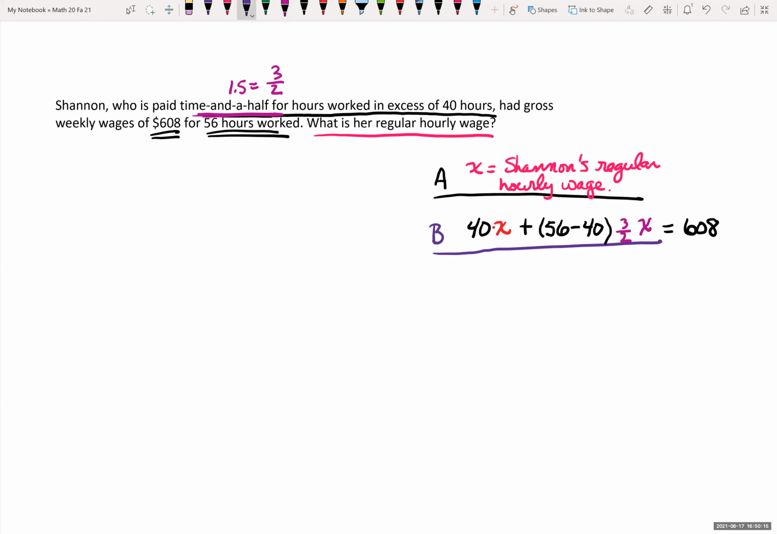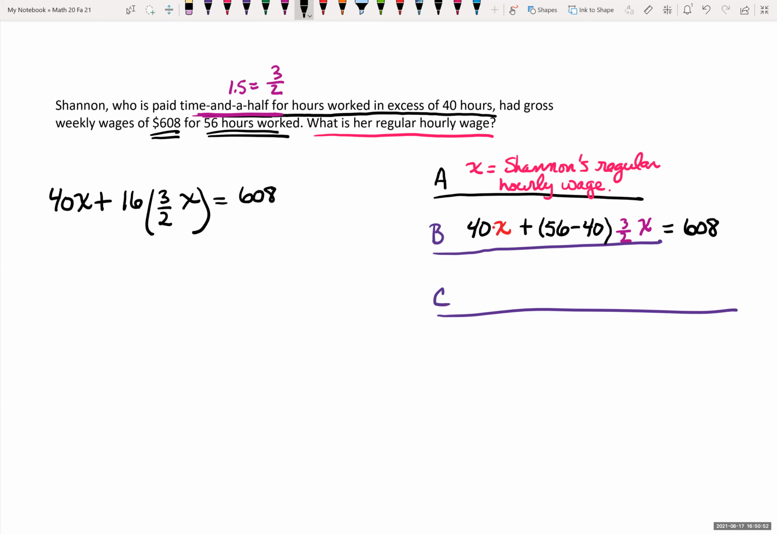And then part C is your solution. Over here on the left, we're going to take our equation and start solving. My equation is 40x plus, normally I would write this above here, but we're running low on time, so I'm just going to simplify in here. 56 minus 40 is 16. So plus 16 times 3/2 x is equal to 608. I don't really need to clear the fraction because I can simplify here. 2 goes into 16 8 times. So really I have 40x plus 8 times 3, so 24x, is equal to 608. So 40x plus 24x, that's 64x, is equal to 608.